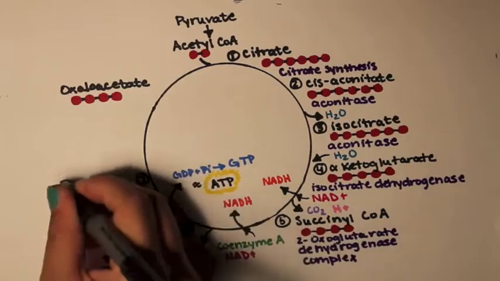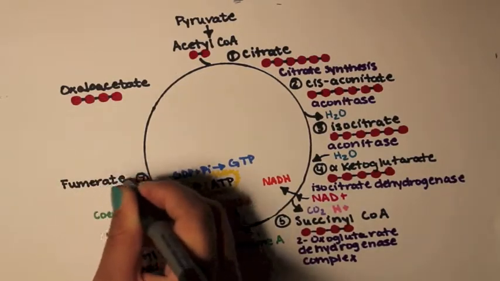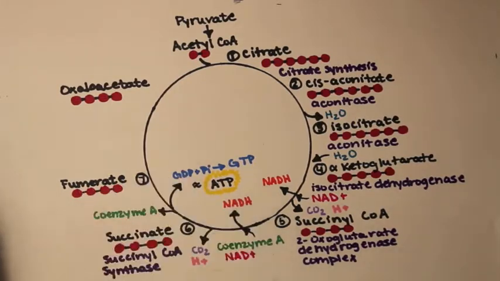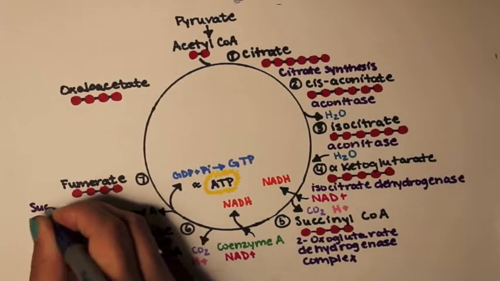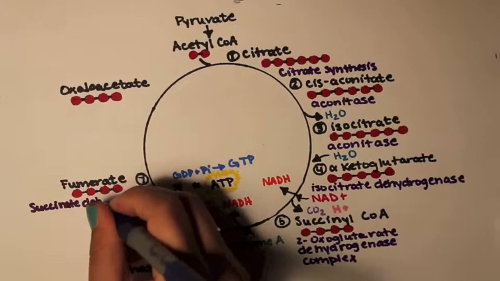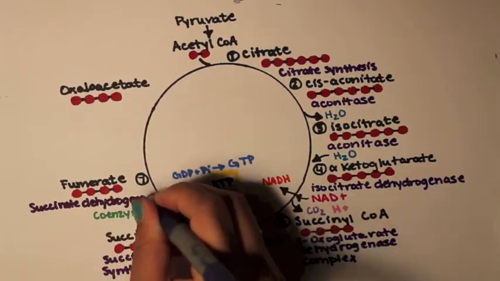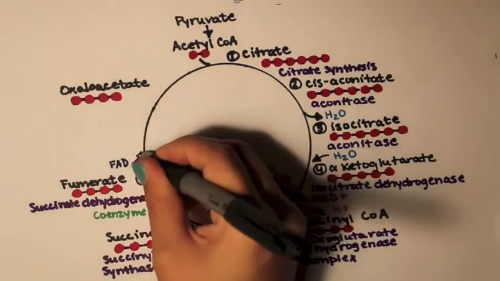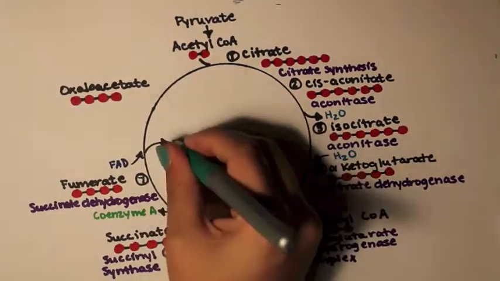In the seventh step, fumarate is formed. This is a 4-carbon molecule. The enzyme used is succinate dehydrogenase. FAD is used, and FADH2 is produced.